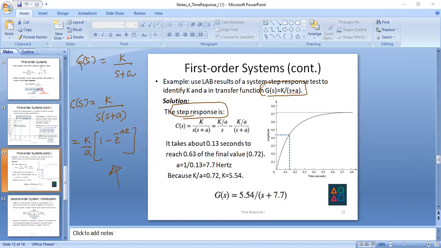How did you decide it's 1 minus e to the power minus At? When you solve it using case 1, you will get this. So how did you do it? Could you just do case 1 and not throw some number over there? Okay. This is K by A minus K by A upon S plus A. So 1 by S is what? U of T. 1 by S plus A is what? E to the power minus At U of T. So what will you write? K by A into 1 minus e to the power minus At, U of T.